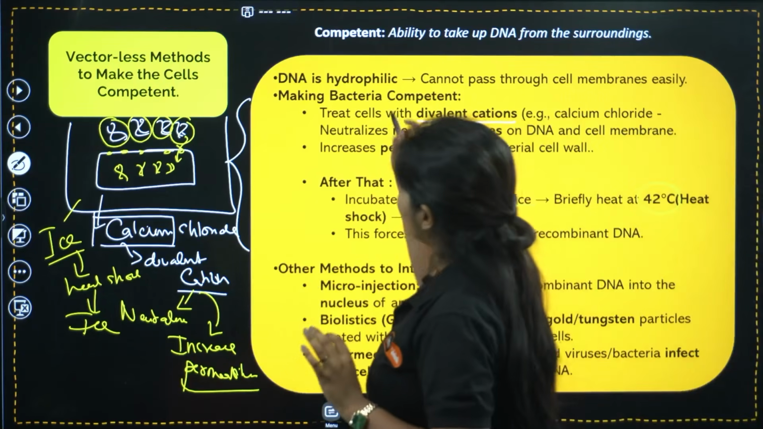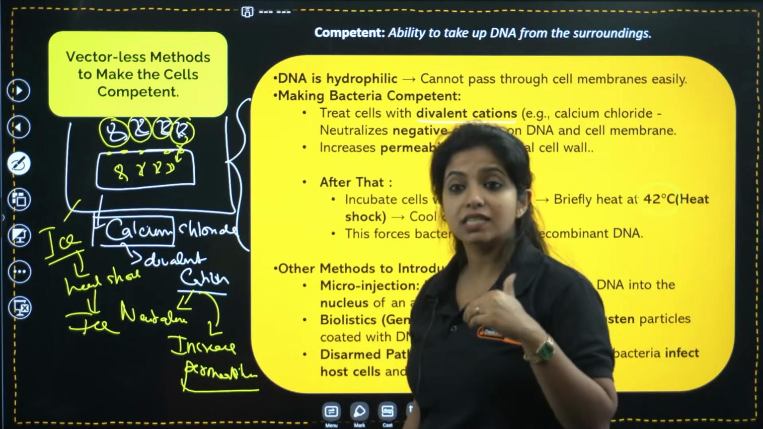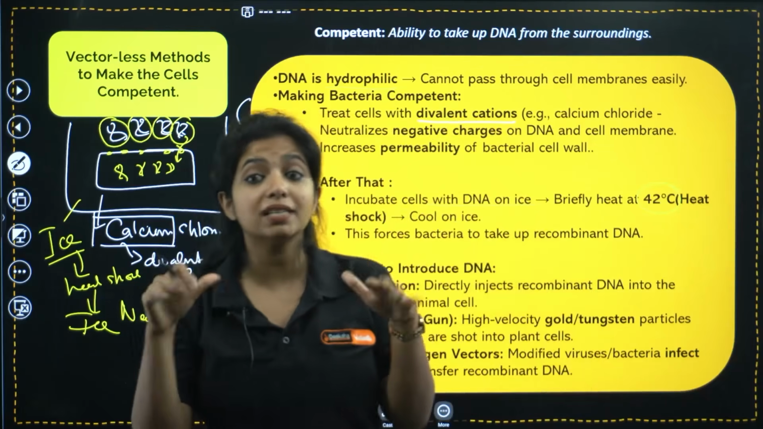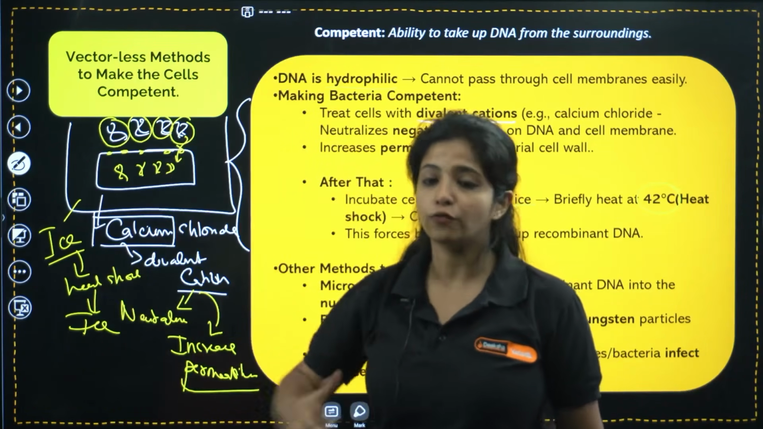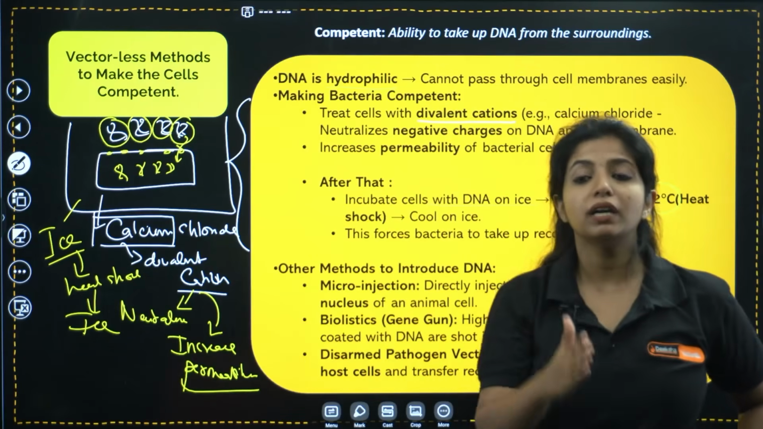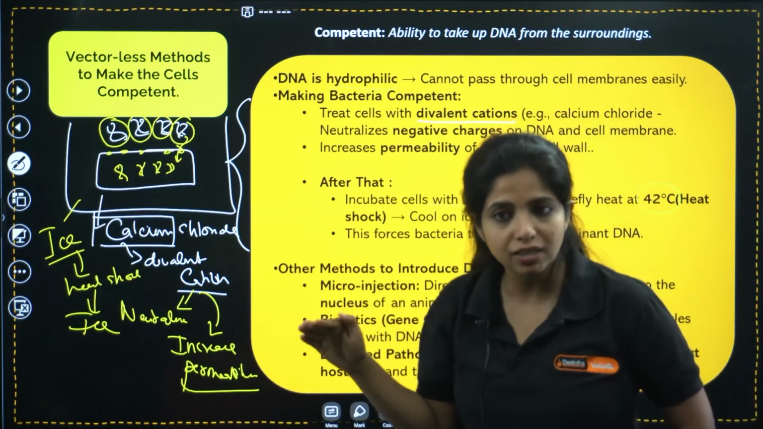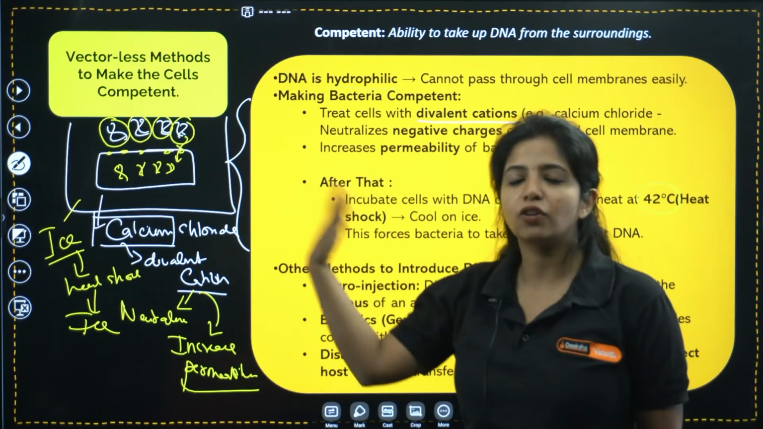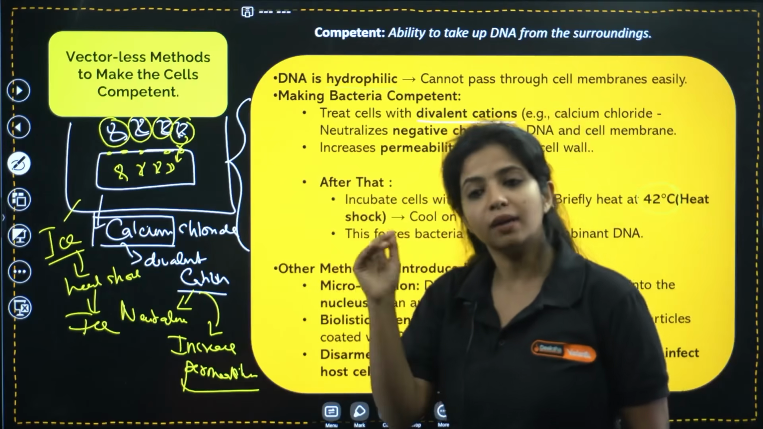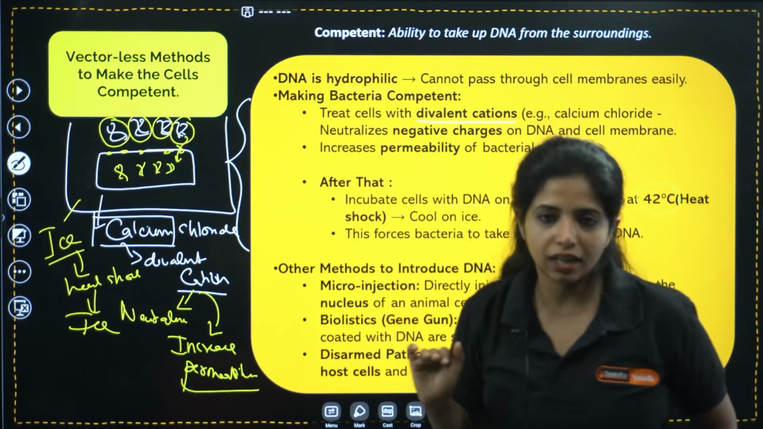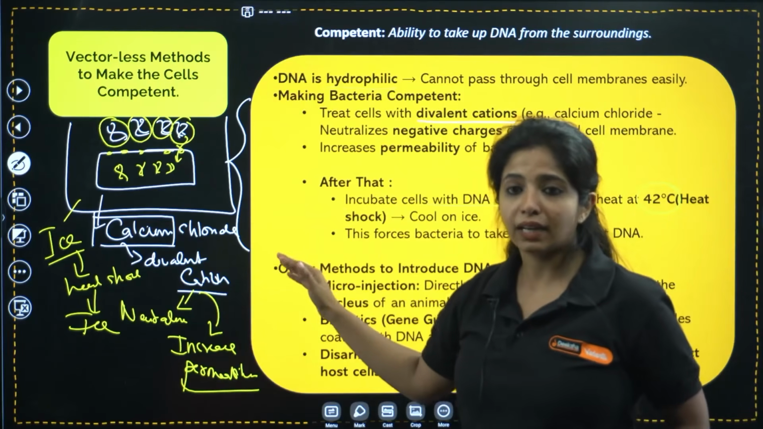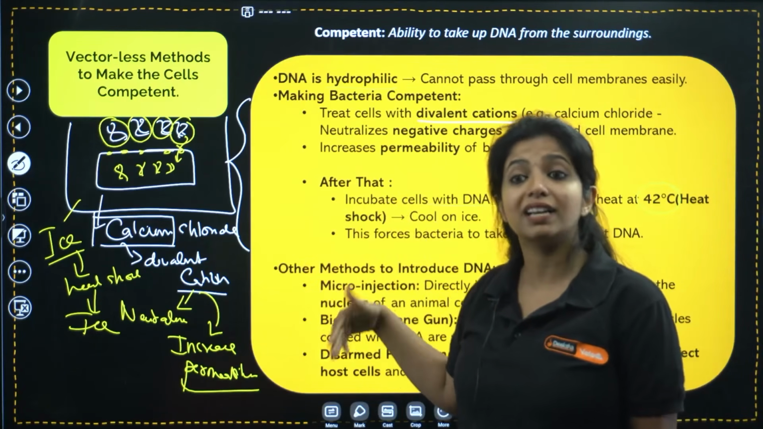Remember, DNA is hydrophilic, it is water loving, whereas our cell membrane is hydrophobic in nature. So it cannot pass through the cell membrane very easily, which is why the first thing that we have to do is treat it with divalent cations. It is going to neutralize the charge, and which is why here hydrophilic and hydrophobic would not play any role, because after neutralizing it is very easy for the cell to take up the particular DNA out there. And not just neutralization, divalent cations are also responsible for increasing permeability.